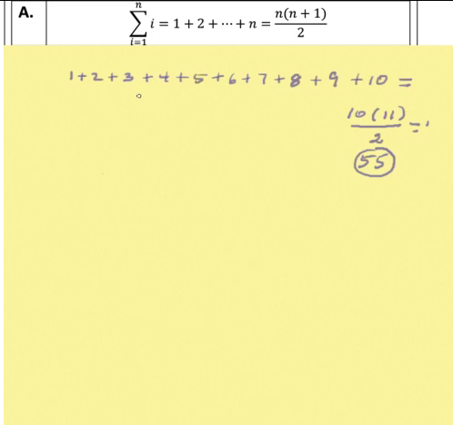Let's just start adding. So what do we have? Here we have 3 and another 3 is 6, 10, 15, 21, 28, 36, 45, and 10 is 55. So it seems to work in this case. And now the proof by induction.